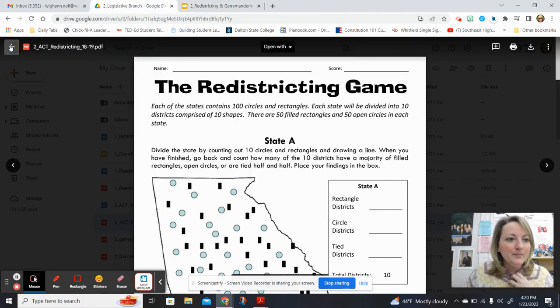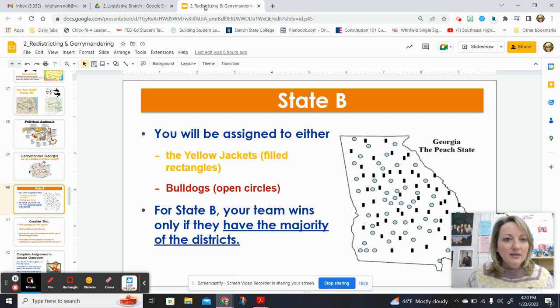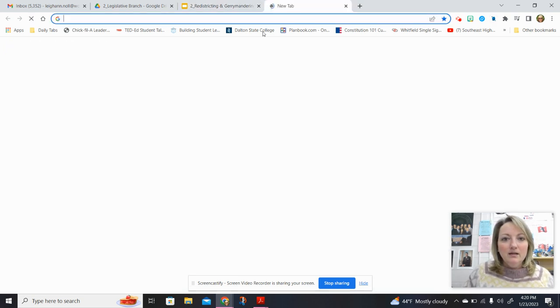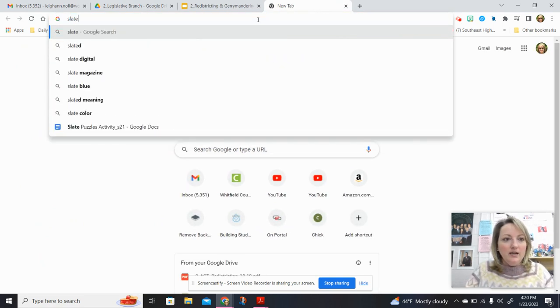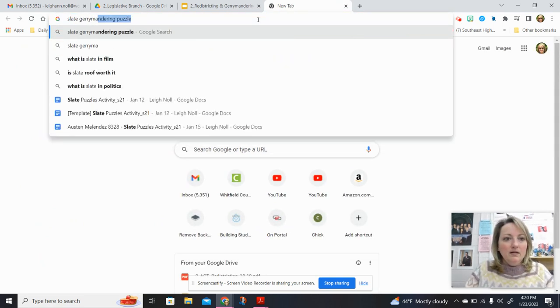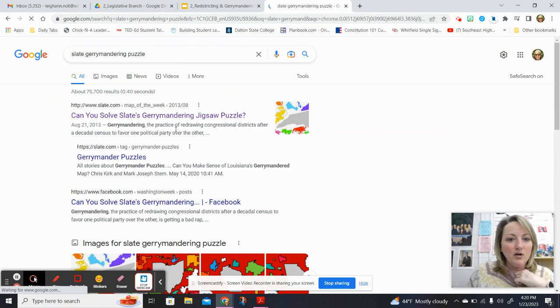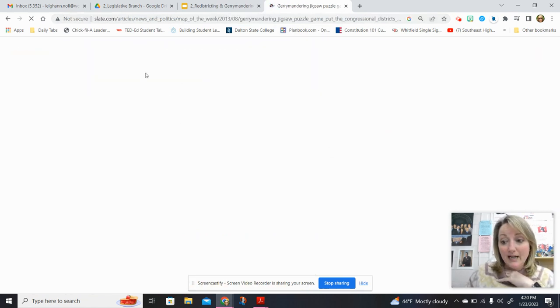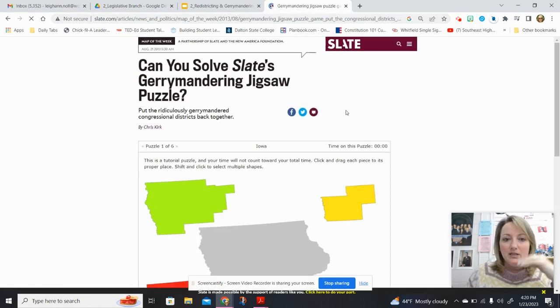And then the next part that I have them do, and I'll link it. I forgot to pull it up, sorry. It is an article from Slate, and I created an assignment to go with this.